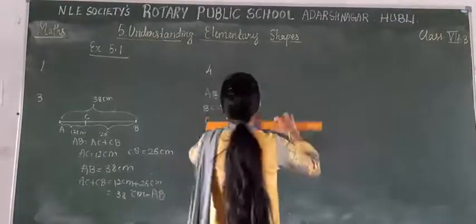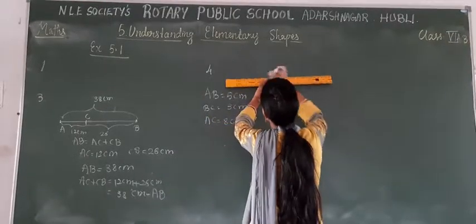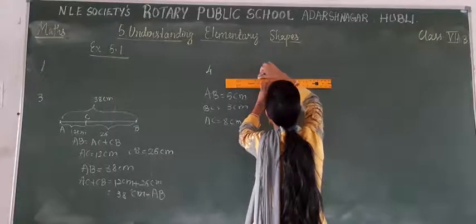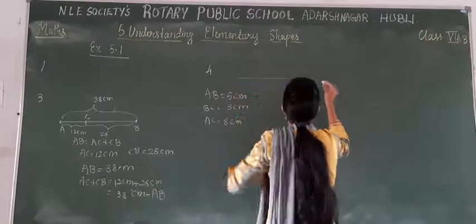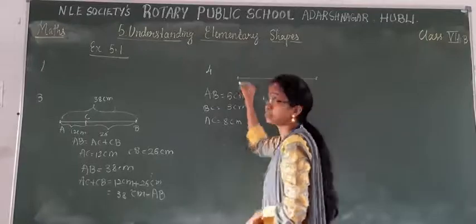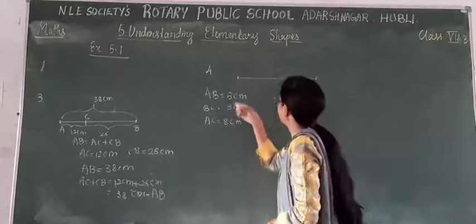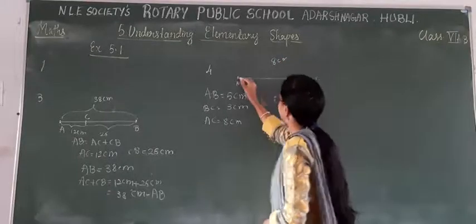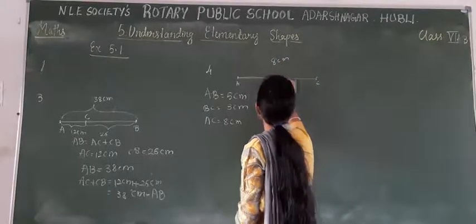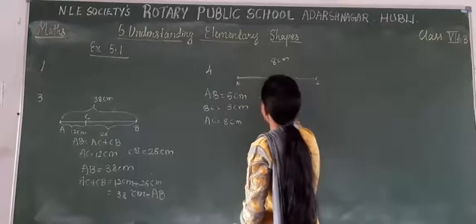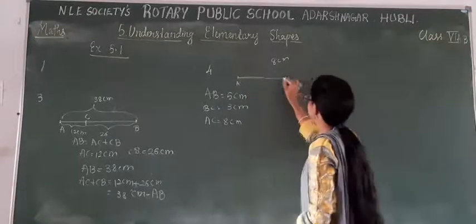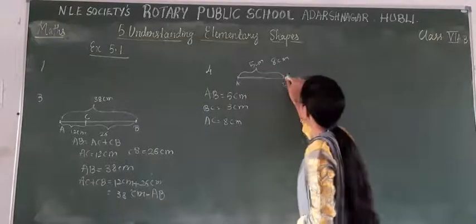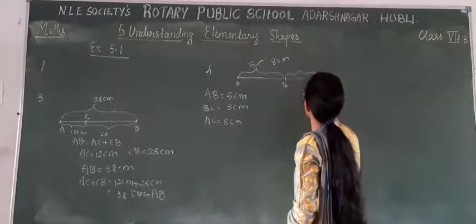Just draw a line segment AB. See, AC is your 8 centimeter. Here I am taking a larger scale, since it will not be visible if I take small measures. AC is of 8 centimeter and AB is 5 centimeter, so till here it will come. And BC is 3 centimeter. From here till here it is 5 centimeter, and BC is 3 centimeter.